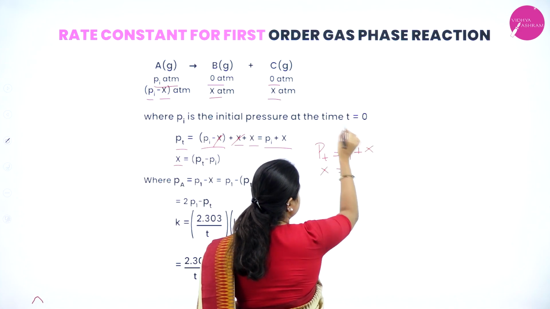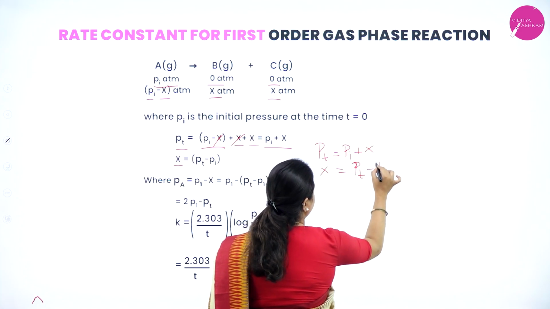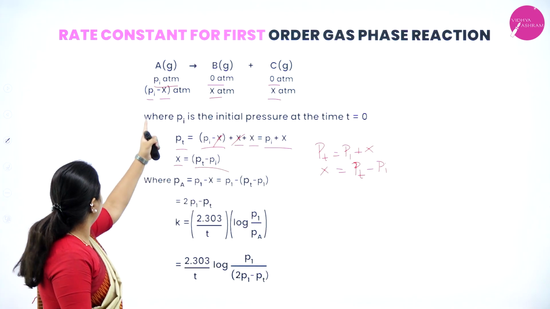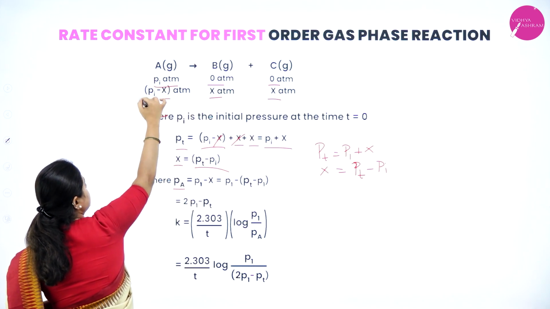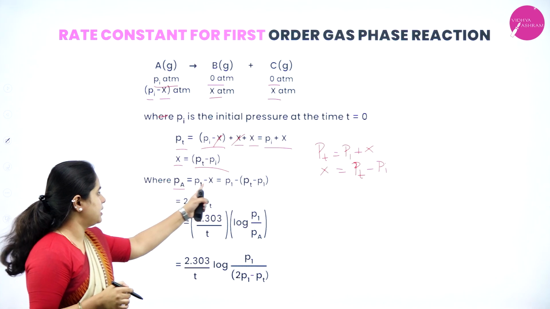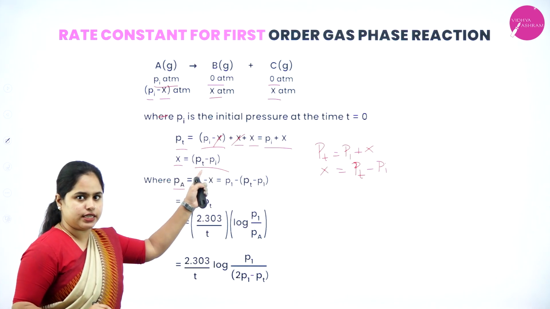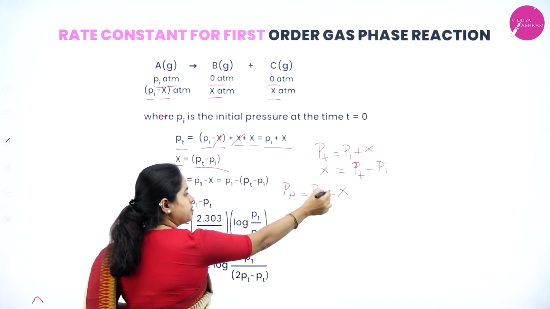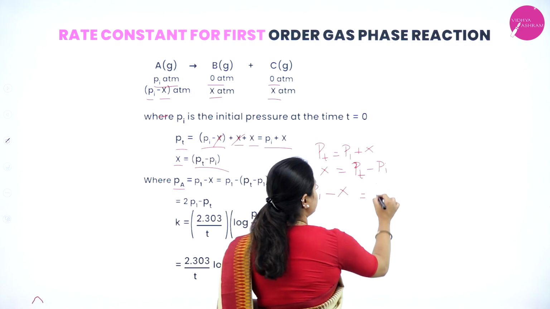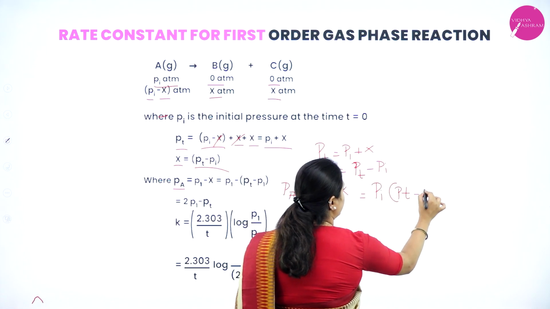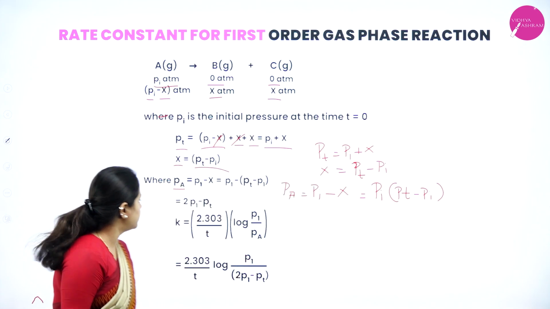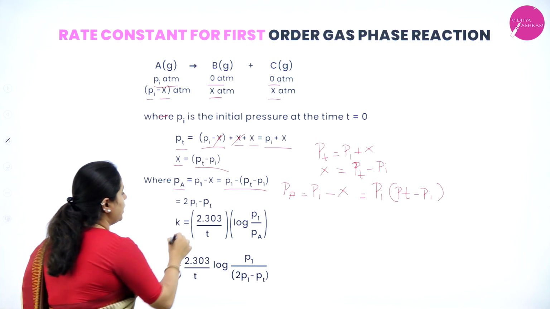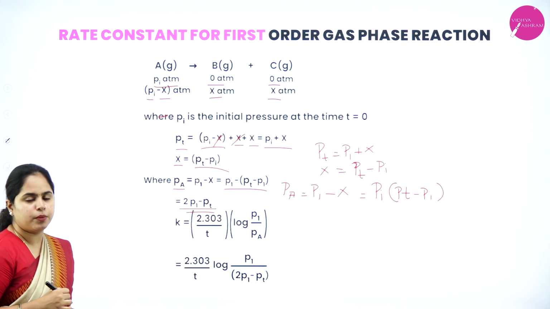So what is x? This is taken to the other side. It becomes Pt minus Pi, which is written here. x will be equal to Pt minus Pi. Now we already know PA. PA is equal to Pi minus x, and we calculated the value of x here. So we are going to substitute this x value here. The equation becomes Pi minus (Pt minus Pi), which will be totally equal to 2Pi minus Pt.